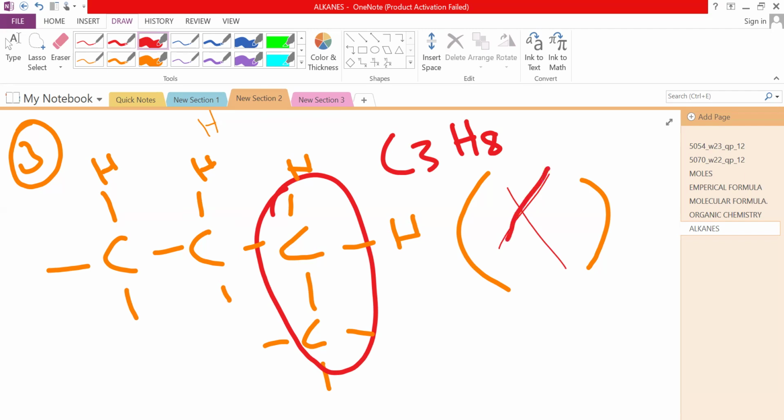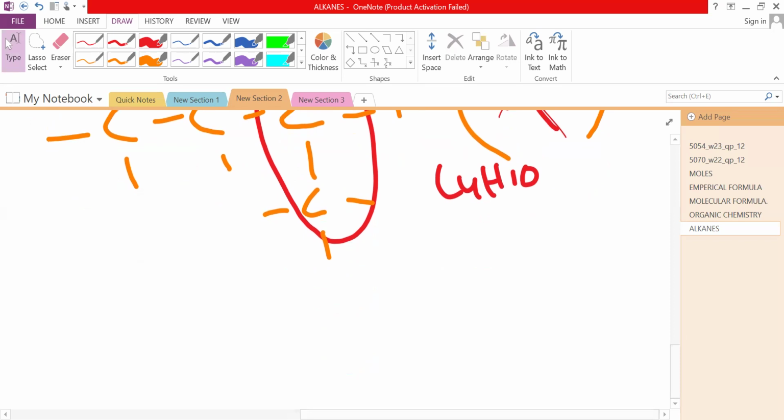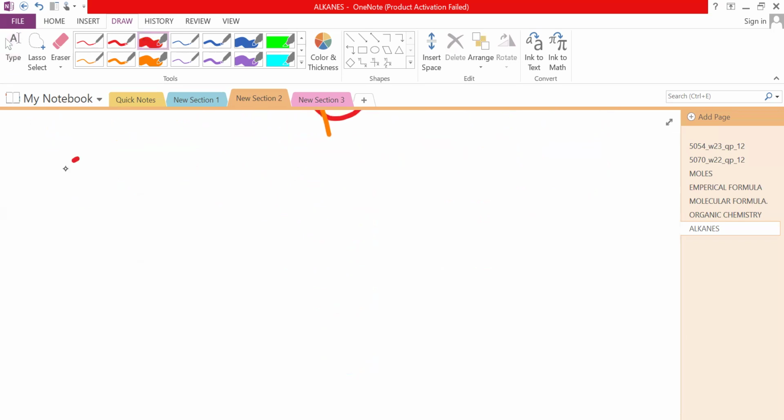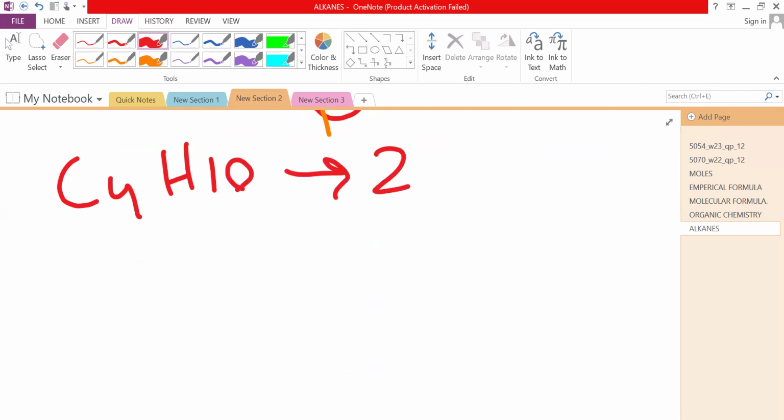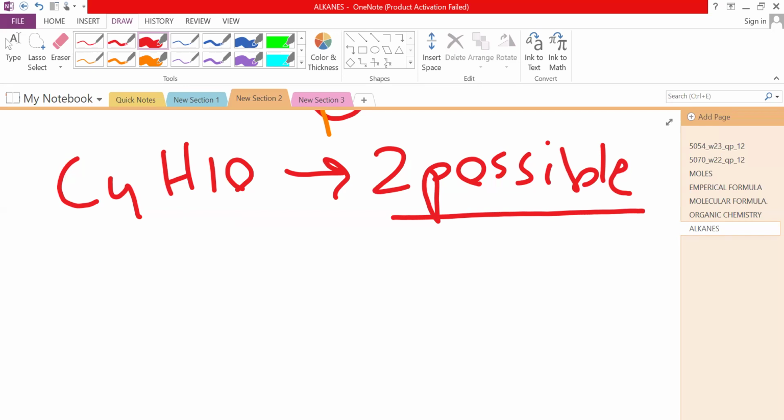It isn't butane. Its formula isn't C4H10. Its actual formula is C3H8, so it is incorrect. Let me tell you one thing, that C4H10 only has 2 possible isomers. As C4H10 is mentioned in the syllabus of Cambridge, you can check it out. So you should know that it only has 2 possible isomers.